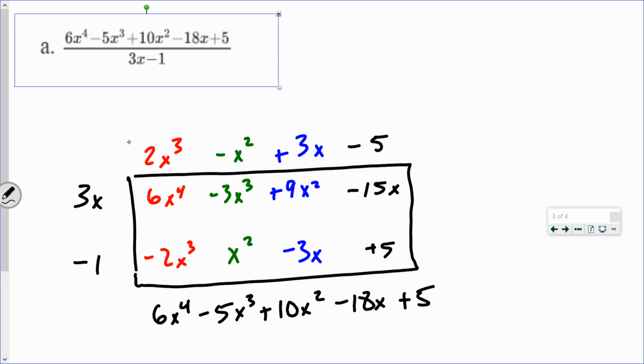So my final answer would be this top cubic as my quotient that I divided into there.